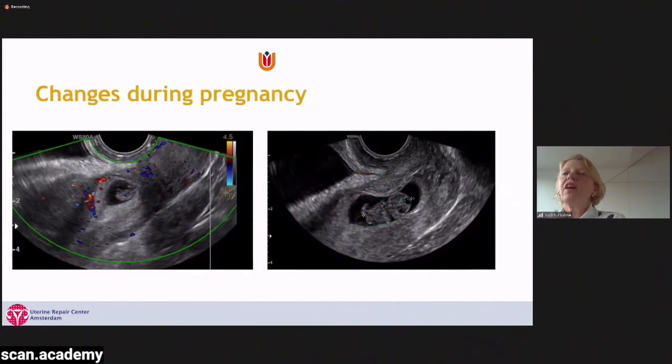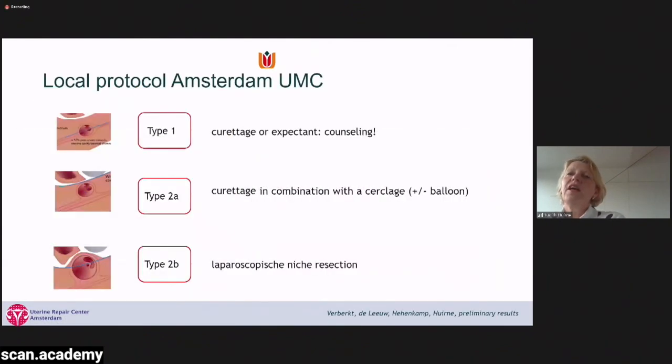It's important to realize that the classification may change during pregnancy. Here you see the same patient, and in the beginning, it is a type 2A, and then later on, it progressed towards type 1. So it may change.